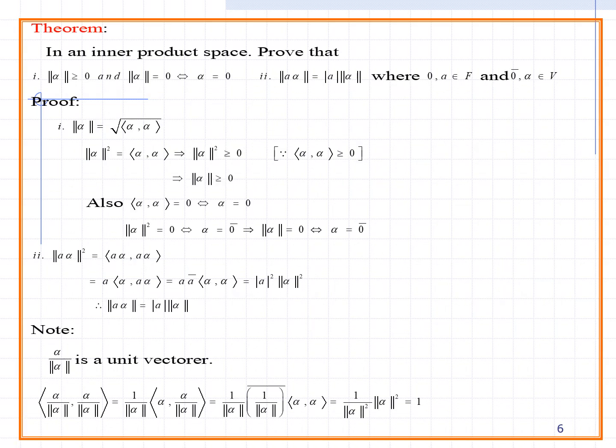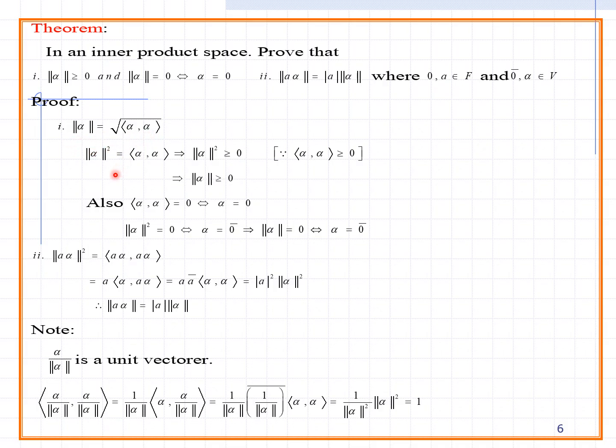So let us see one theorem. In an inner product space, prove that the first condition is norm alpha is greater than or equal to 0, which means positive, and norm alpha equals 0 if and only if alpha equals 0. The second condition is norm of A alpha, where A is some constant, equals modulus A into norm alpha, where A belongs to F and alpha belongs to V. So everything is in an inner product space V. Let us see the first one, norm alpha. Norm alpha means root over inner product of alpha comma alpha. So I can apply the square on both sides.